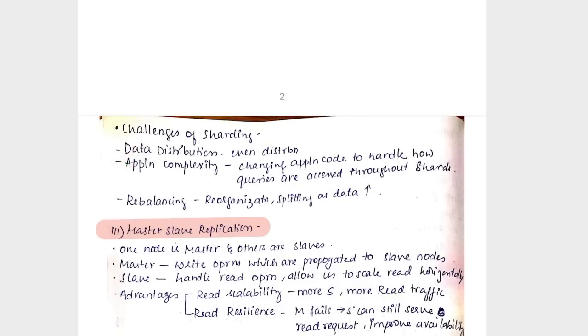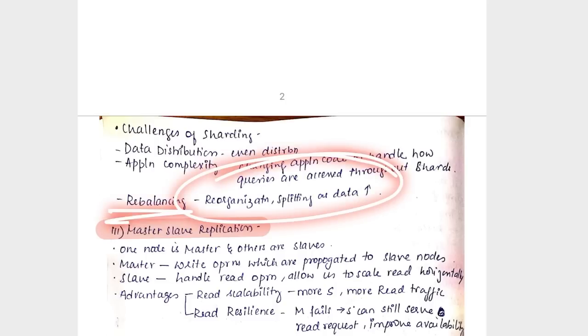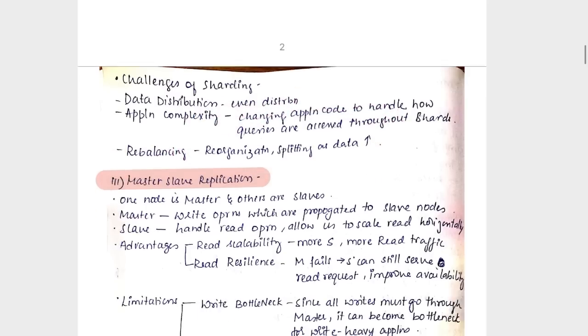Then we have application complexity. That is, sharding requires changes to the application code in order to handle how the queries are distributed across shards. Changing application code to handle how queries are accessed across the shards can again lead to a challenge. Then we have rebalancing. That is, as the data grows, we have to reorganize it, and splitting of data is also necessary. By doing so, we can reduce the load and reduce the downtime, right? So rebalancing is again a very important aspect.